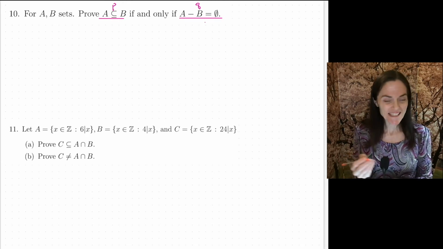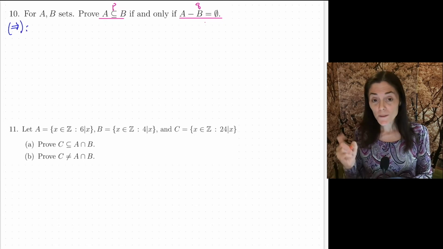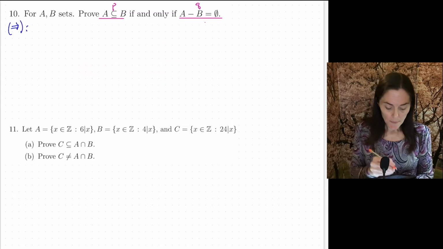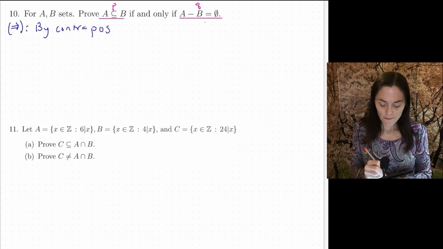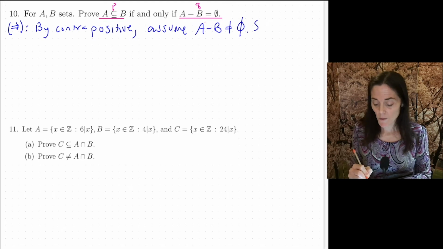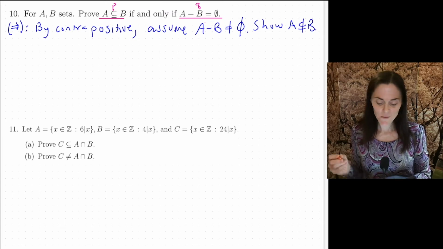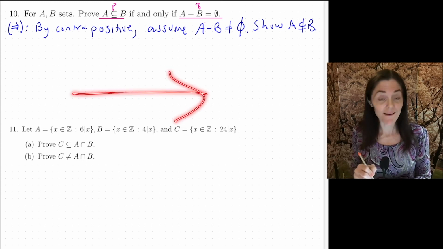Now, we have some choice here. I think I will do both directions by contrapositive. So the forward direction, which I will do first, would be this. It would be P implies Q. But by contrapositive, well, you assume not Q, namely that A minus B is not equal to the empty set. And we want to show that A is not a subset of B. This would be not Q implies not P. It's the contrapositive, like I said, of this direction.